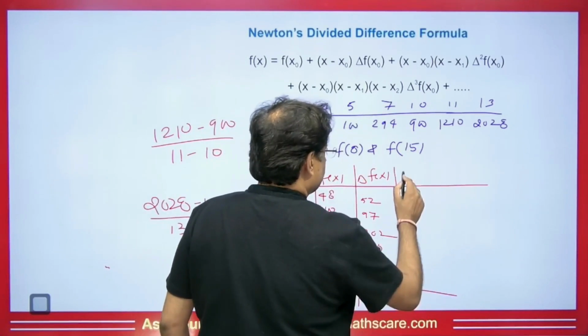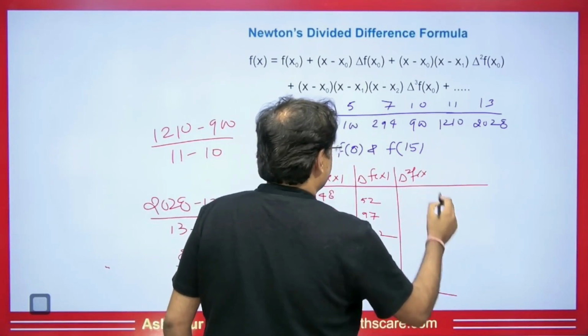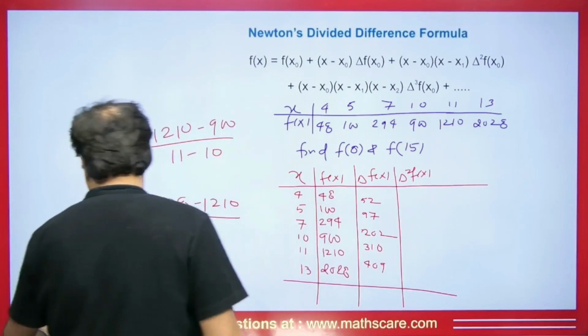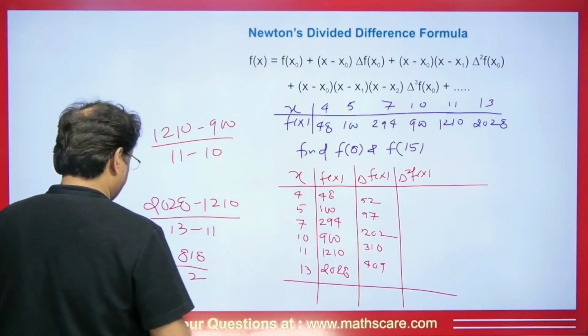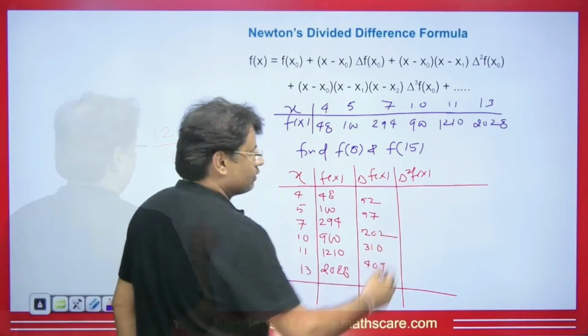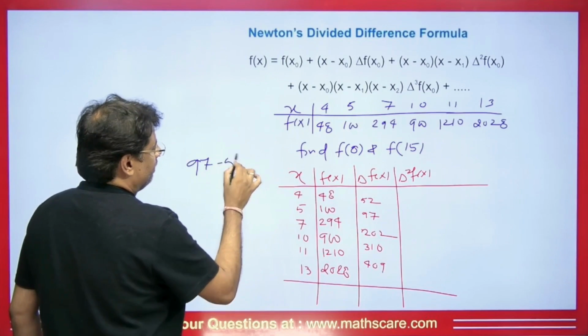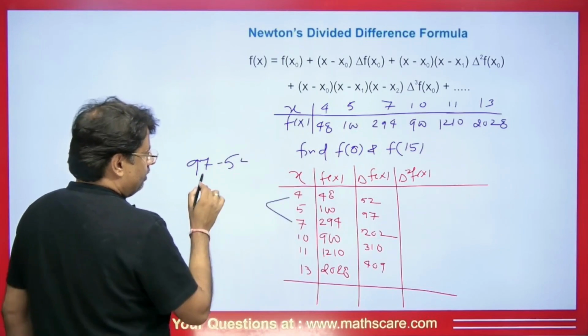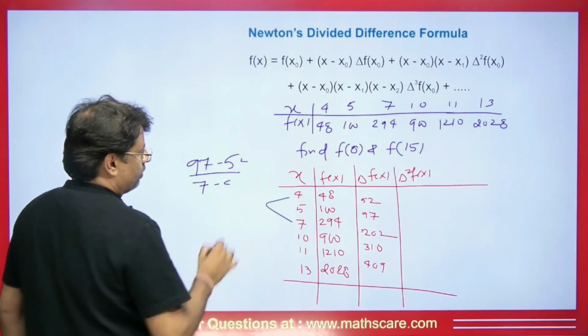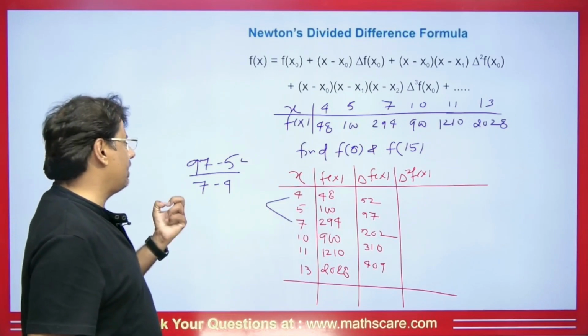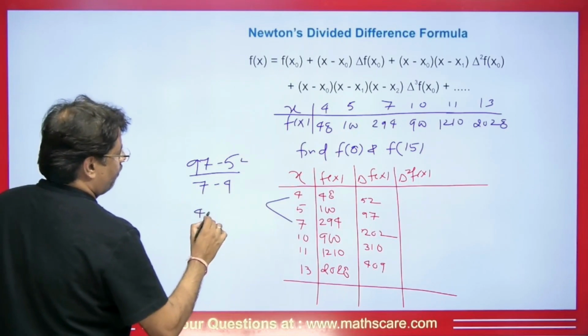So next we have del square fx. What will be the value of del square fx? I am trying to explain. It's the difference between these two. It would be 97 minus 52 and here a gap of 1 will come, 7 minus 4, right? So from here the value that we will get will be 45 upon 3, right?